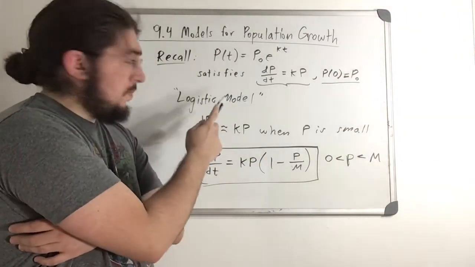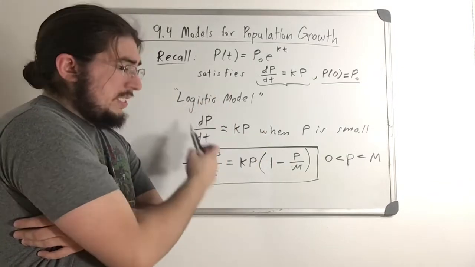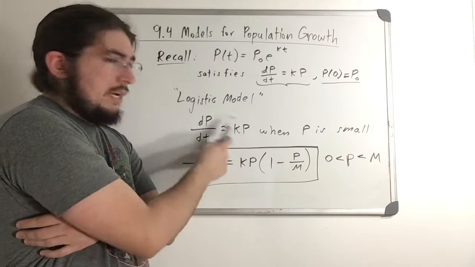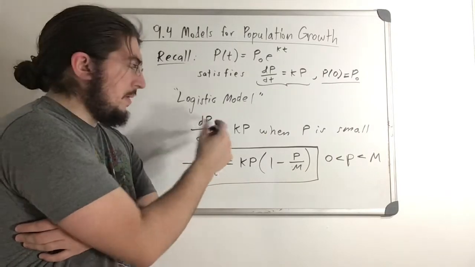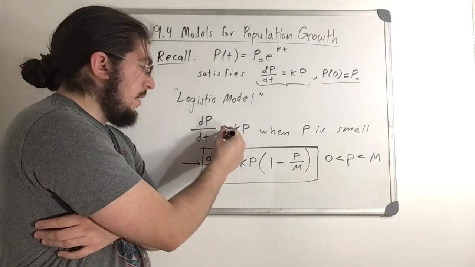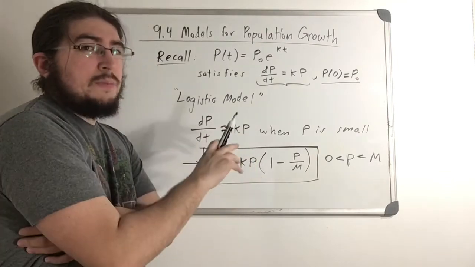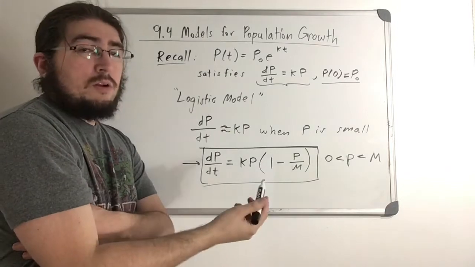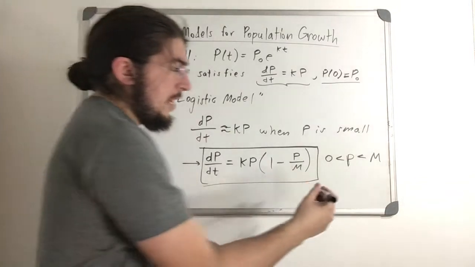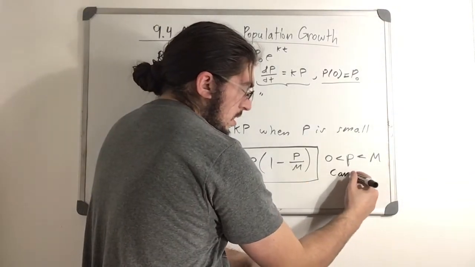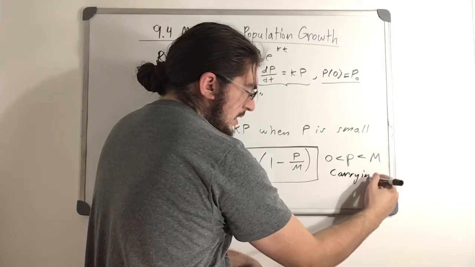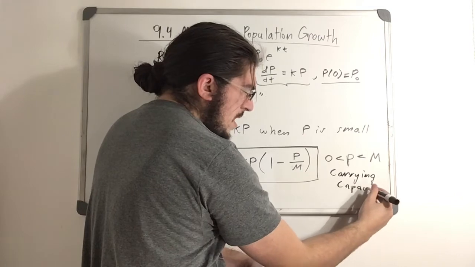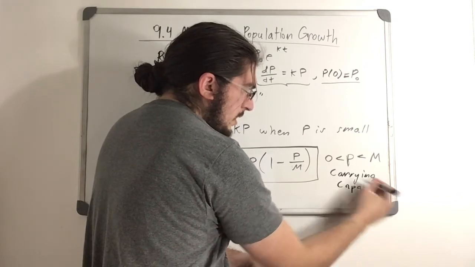It's called the logistic model. And it will satisfy the original differential equation dP/dt equals kP, but it'll approximately be that. So it won't be quite that, but it'll be approximately that when P is small. So it'll start off exponential, but then it'll slowly approach a halt basically. And the halt that it'll approach is called the maximum carrying capacity. So the carrying capacity is basically the maximum population size. And that's going to be M.